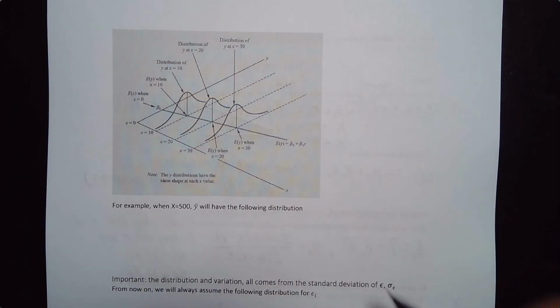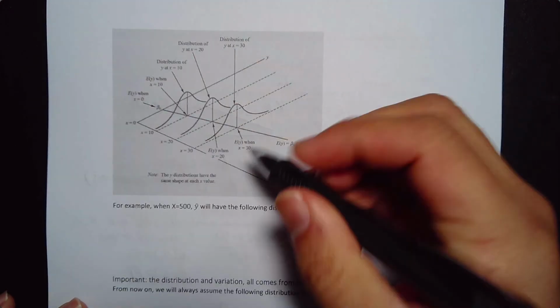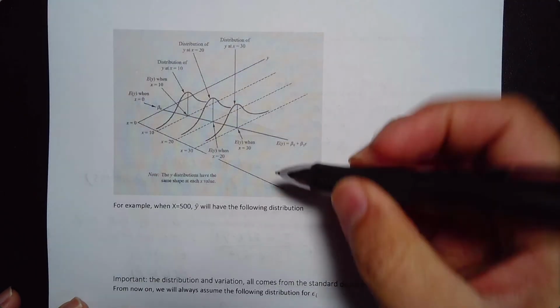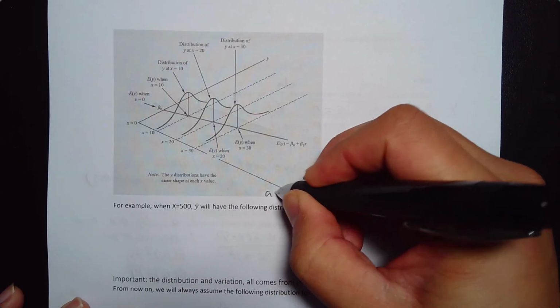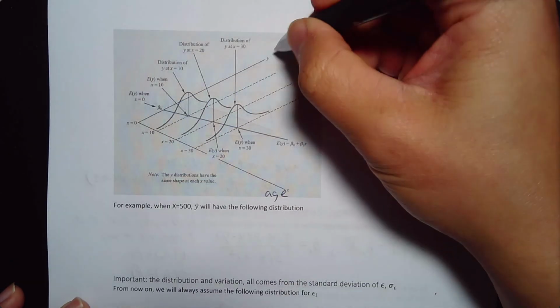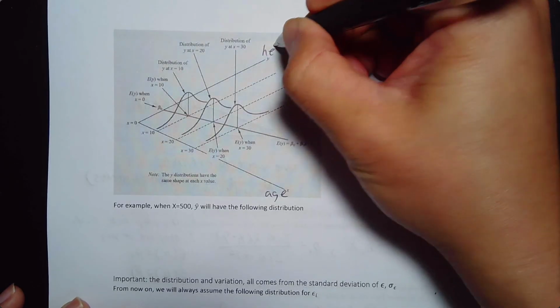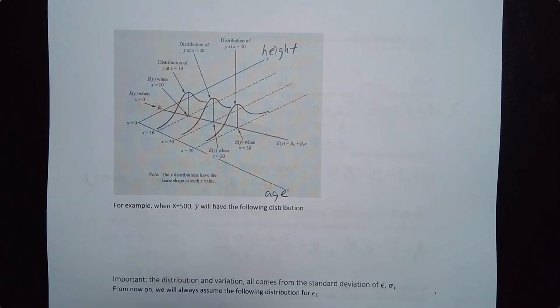Here is a diagram that will help you further visualize and understand what is going on here. Okay, so I have f(x) and y. Let's say x is age. Right? This is a good example. And then y, let's say that is height. Okay, so again, the idea of regression analysis is trying to explain height, right?